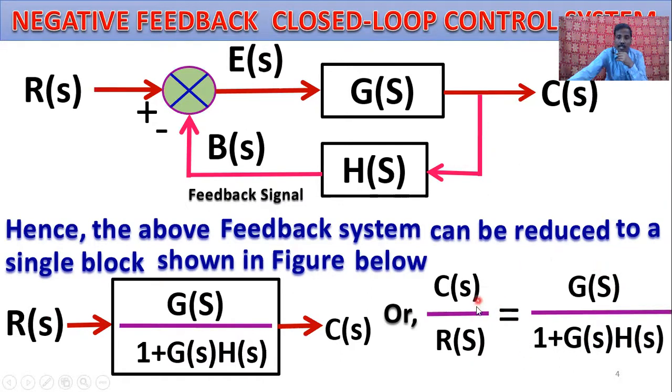This is the overall transfer function, and the denominator term 1 plus G of S H of S is called the characteristic equation. 1 plus G of S H of S equals 0 is called the characteristic equation. This is for the negative feedback closed loop transfer function. When the feedback is positive, just this portion becomes negative, so for positive feedback the transfer function C of S by R of S equals G of S by 1 minus G of S H of S.